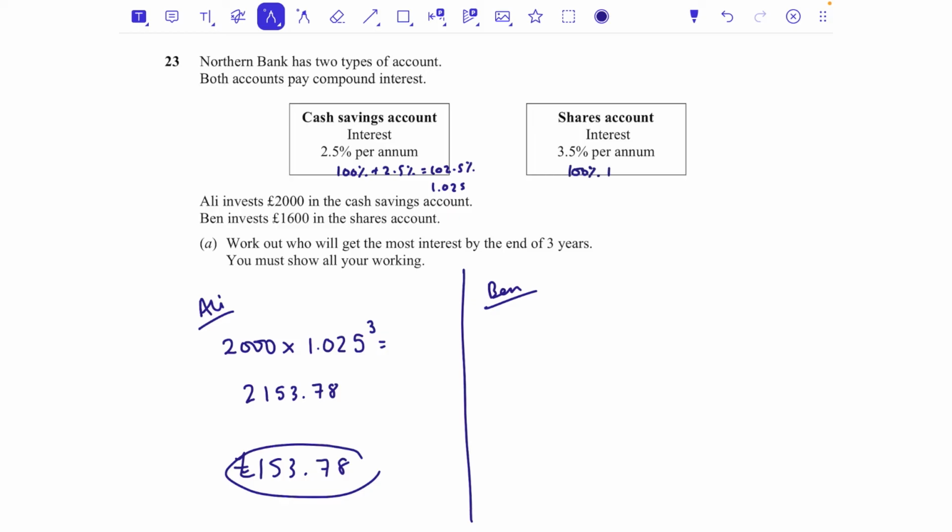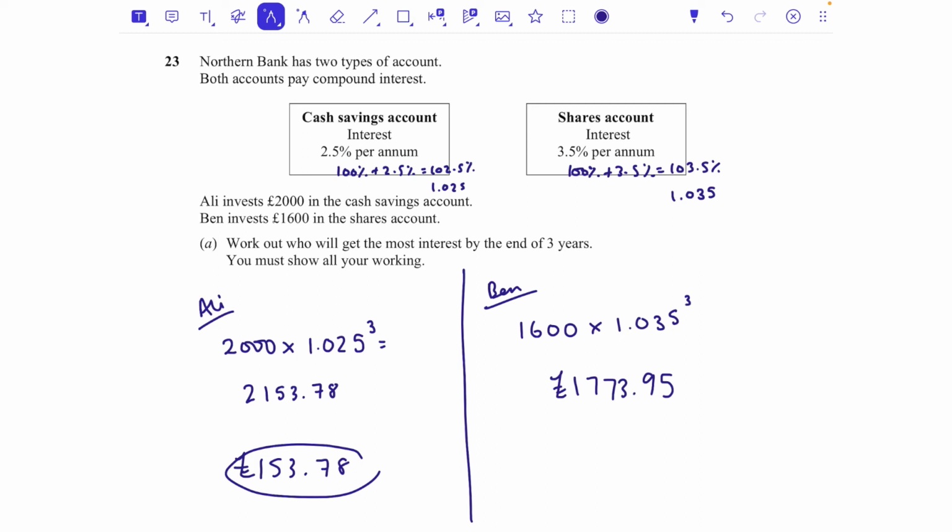He's also starting with 100% of his money and gets an extra 3.5%, so he gets 103.5% interest. As a decimal, we would write that as 1.035. To get from percentage to decimal, you divide by 100. So for Ben, we're going to do 1,600, that's what he's putting in, times by 1.035 to the power of 3. And again, I'm just going to type that in my calculator. This would be a calculator question, and that is £1,773.95, because the next value is an 8, which rounds up.